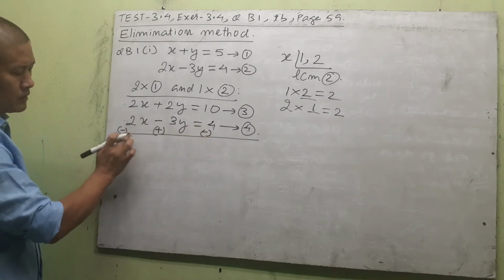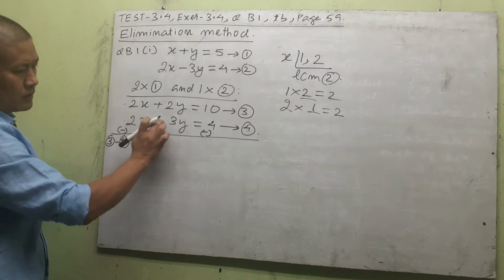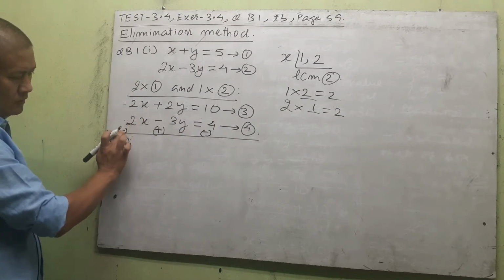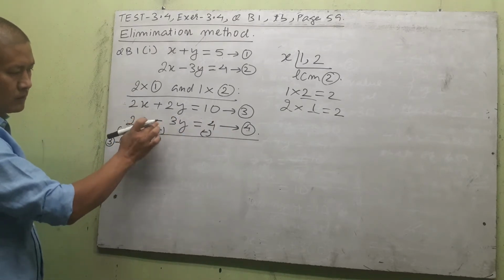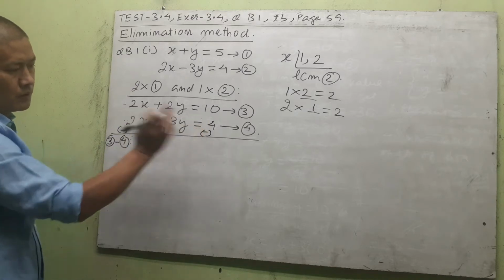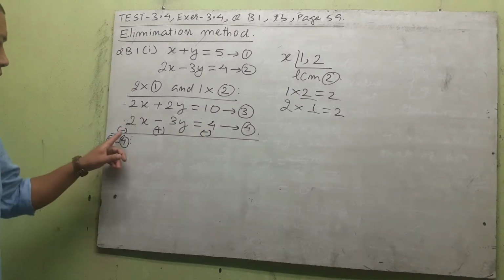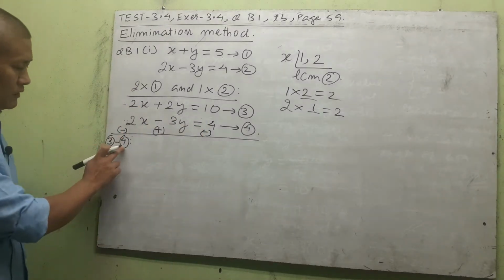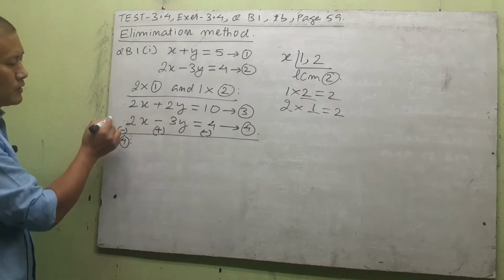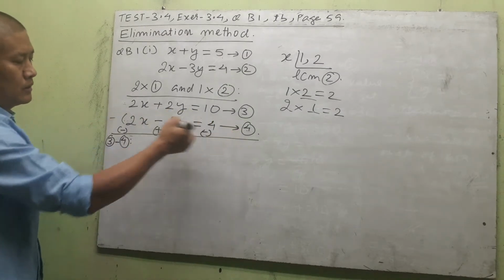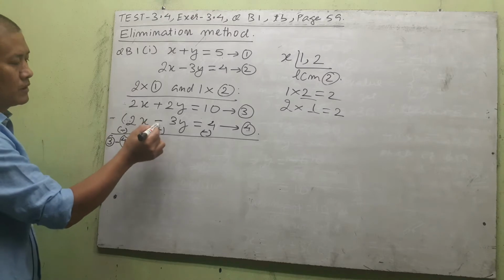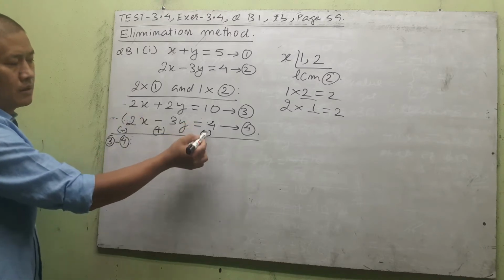So minus means the signs of this lower equation will reverse, will change to the opposite. Minus will become plus, plus will become minus, plus will become minus. Now that's the meaning of 3 minus 4. 3 minus 4 means minus, like this bracket. So minus into plus is minus, minus into minus is plus, minus into plus is minus.